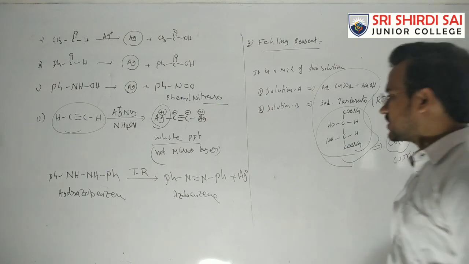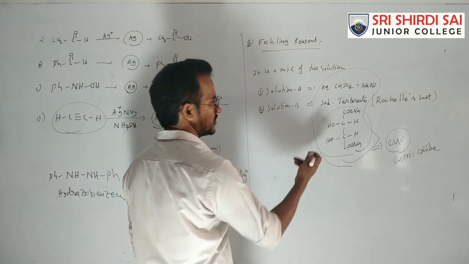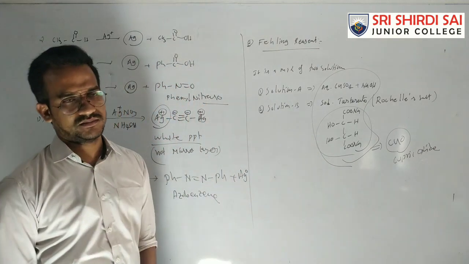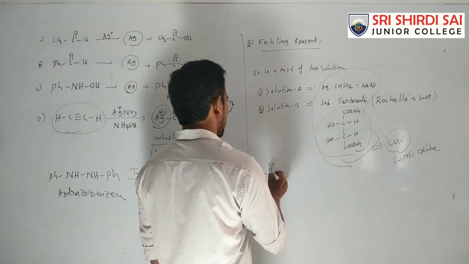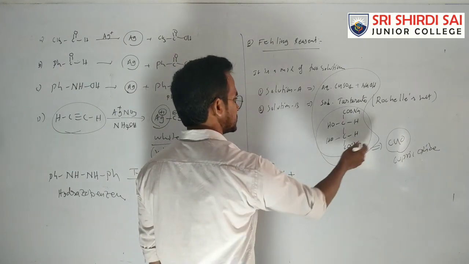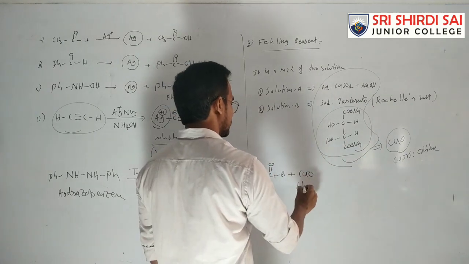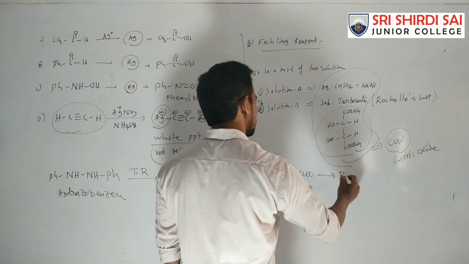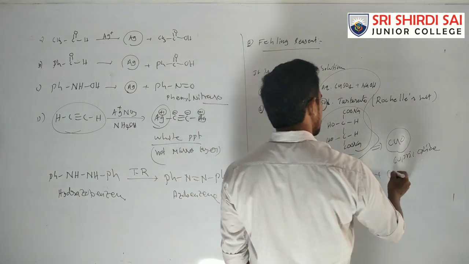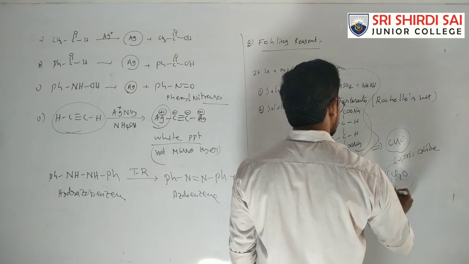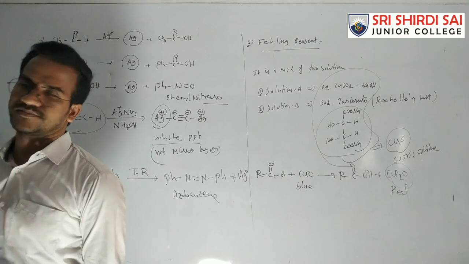Now this one is also the same. Aldehydes give a positive Fehling test. That means this reagent, simply represented as CuO, is actually blue in color. After reaction, the aldehyde is oxidized to carboxylic acid and CuO is converted to Cu2O. It is red in color.